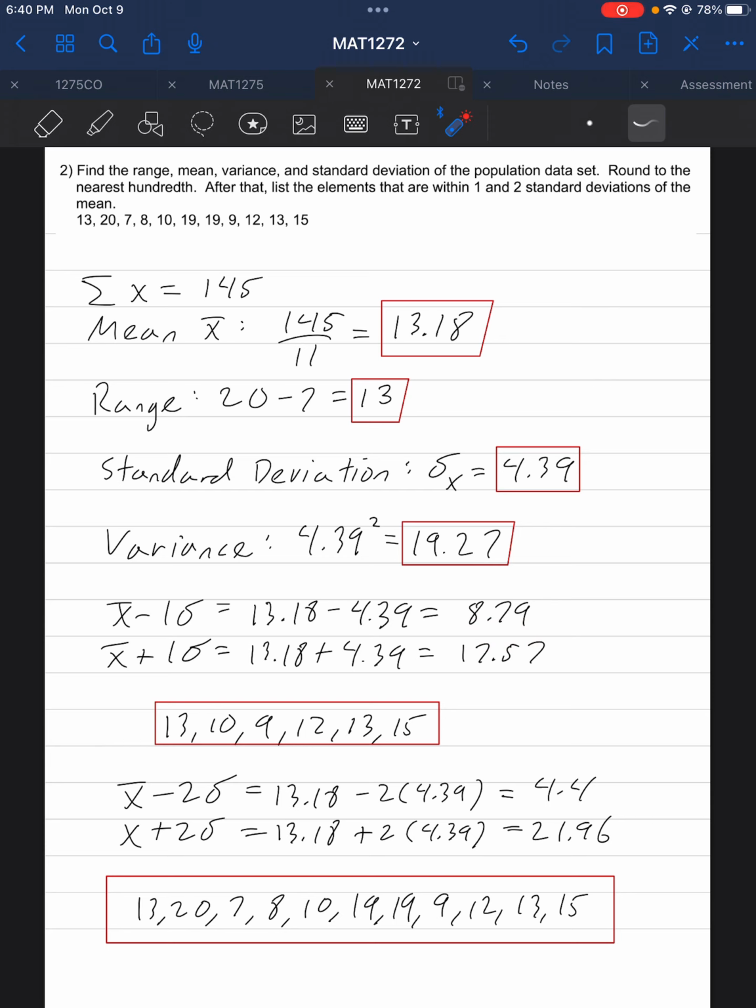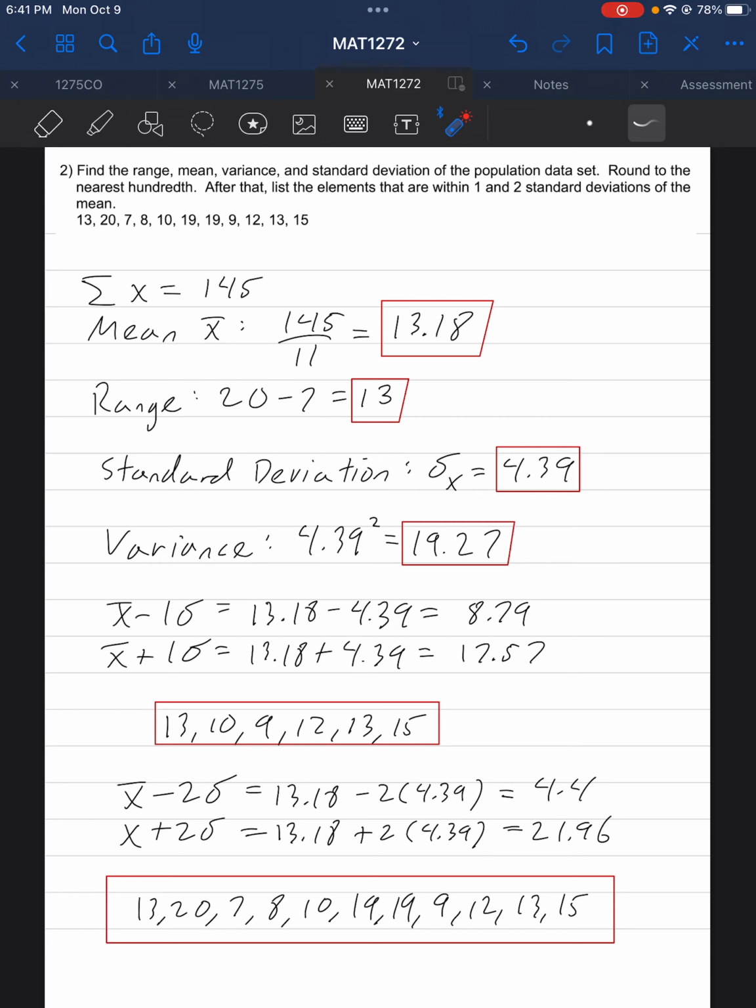That means all of the values that are above 8.79 are within 1 standard deviation below the mean. Up to, right? 13.18 plus 4.39 is 17.57, so this is your range right here. So what I want you to do is list all of the elements that are within this range of values. That's going to be 13, 10, 9, 12, 13, and 15. Values like 20 and values like 7 are not in that range. Therefore, they are excluded from this right here.